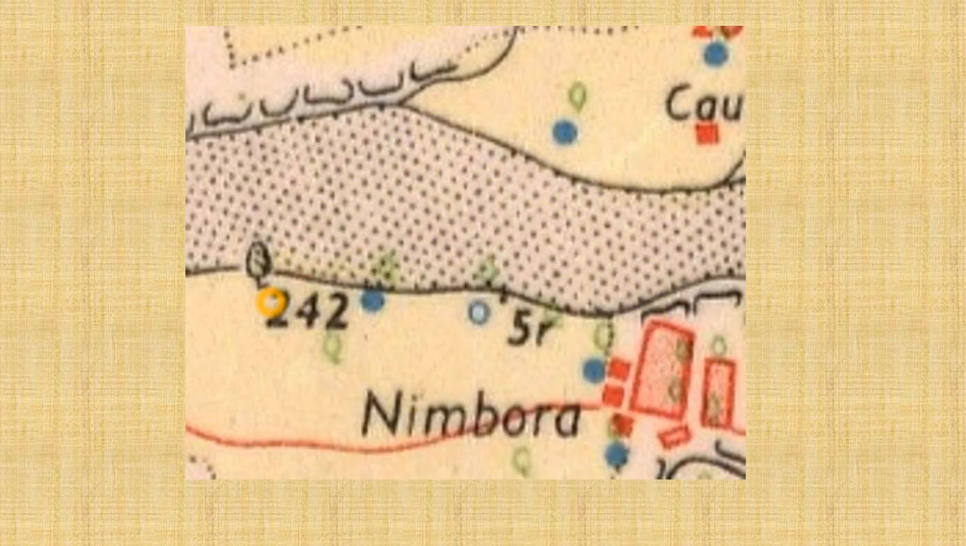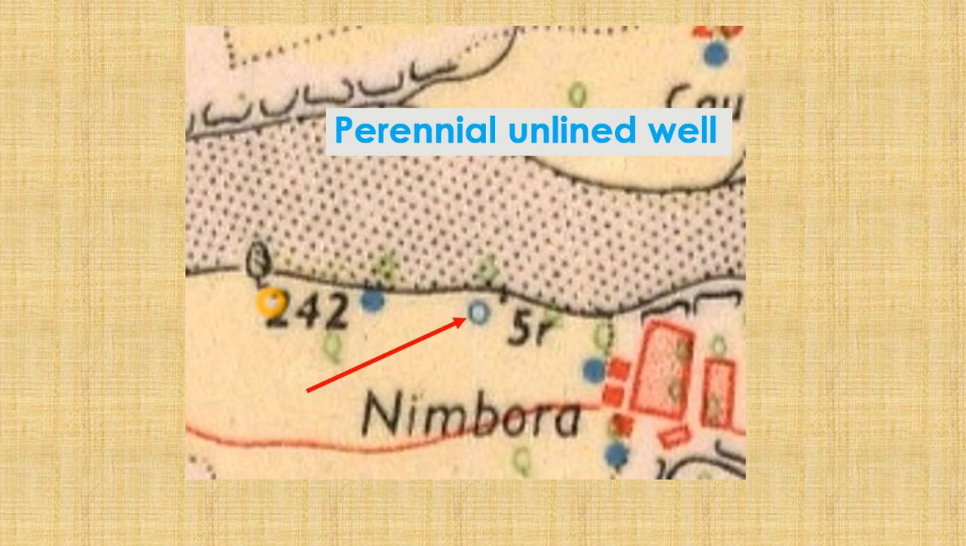Now another example, if you see this one, we have the value 5R written, and next to that you have a blue circle. What does the blue circle indicate? It shows a perennial unlined well. So what do you think? Is it the depth of the well or something else? Make a wild guess.